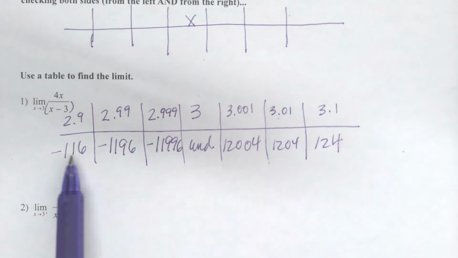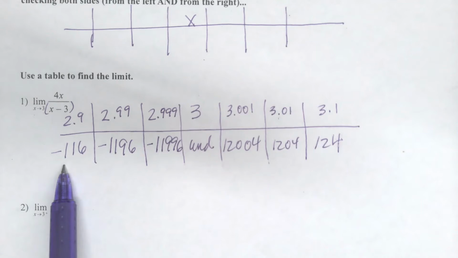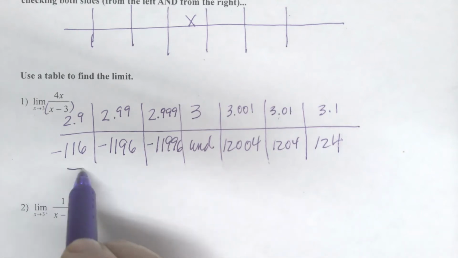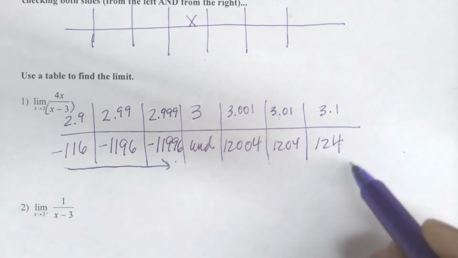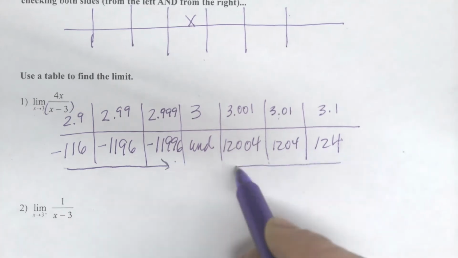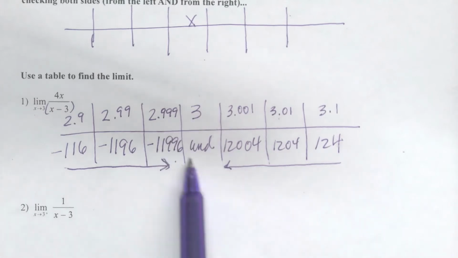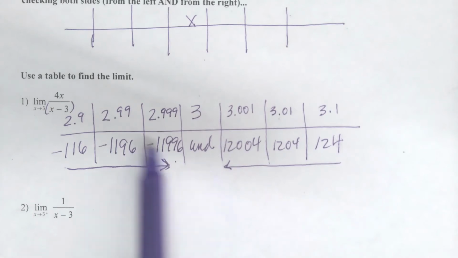So I got my values by just plugging in all of these. And what I want to do is check what it looks like is happening from the left as I come in from the left, and what it looks like is happening from the right as I come in from the right. So at 3, it turned out to be undefined. There was no value at 3 because it became 0 in the denominator.